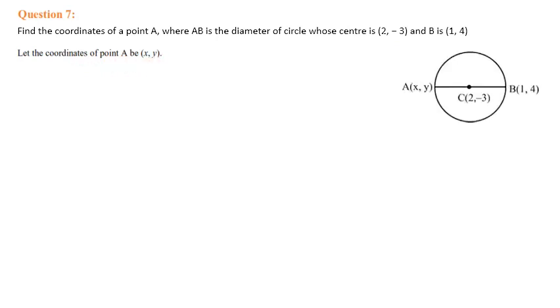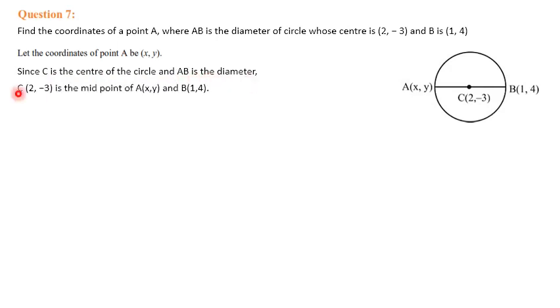Let's visualize the question. There is a circle and a diameter AB is given to you, and center C (2, minus 3) is also given. Here C is the center of the circle and AB is the diameter as per the given condition, then we can say that C is the midpoint of AB. Because of that we can say that C must be the midpoint of AB.